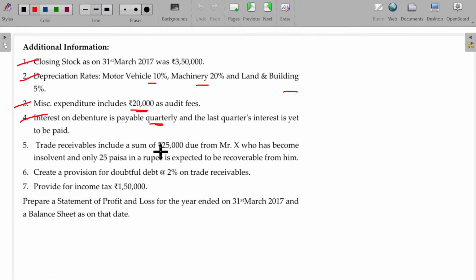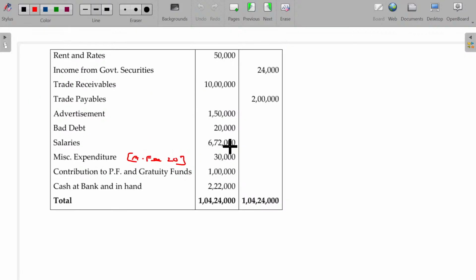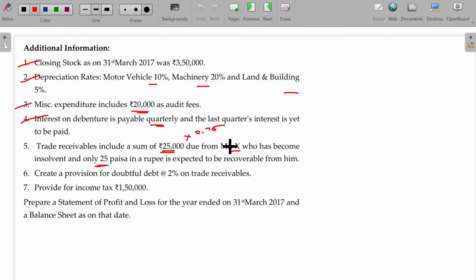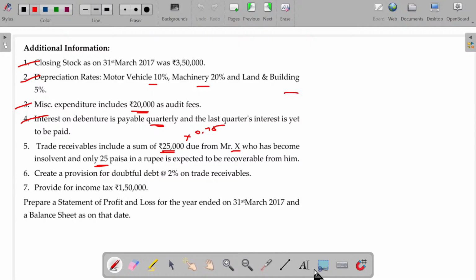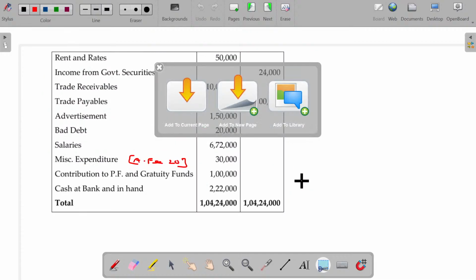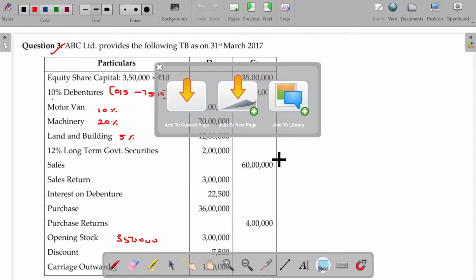Trade receivables include a sum of 25,000 due from Mr. X, who has become insolvent, and only 25 paise in the rupee is expected to be recoverable. Then automatically 0.75 PDD will be provided on this. So 5 and 6. I'm going to incorporate this one in debtors. That's the debtors.